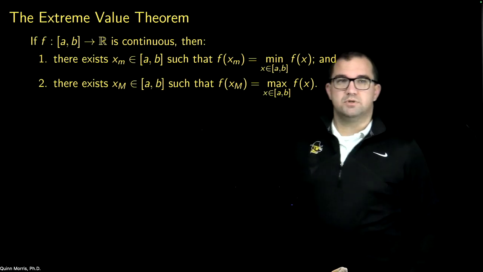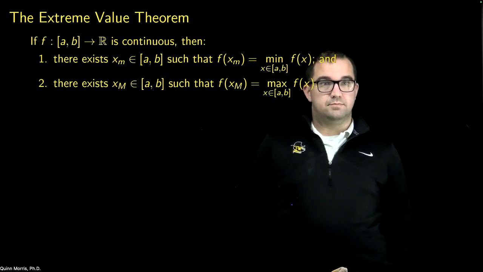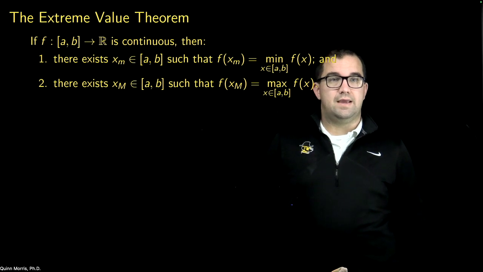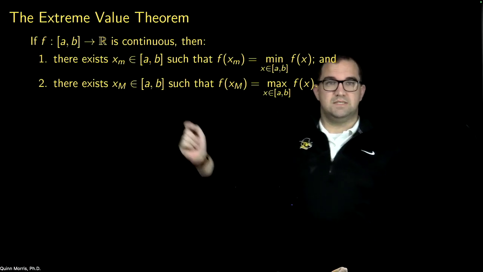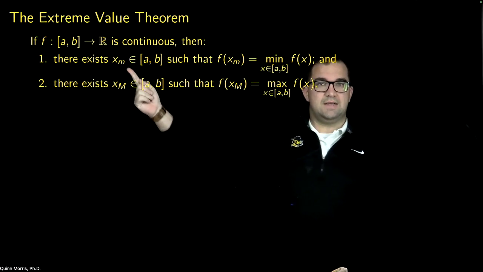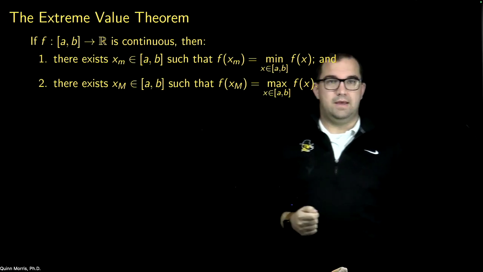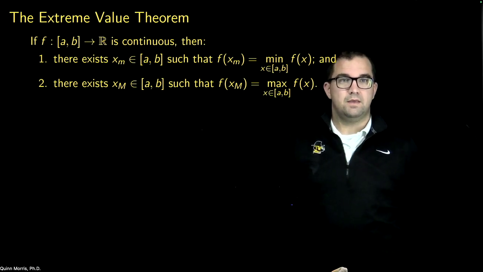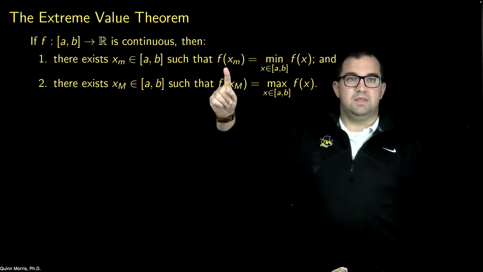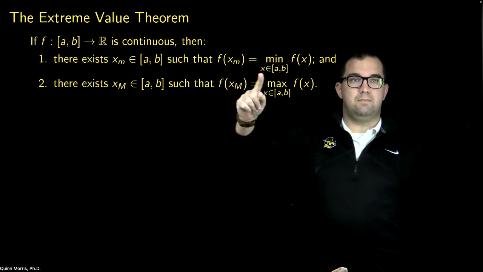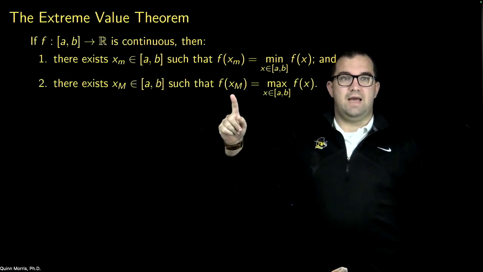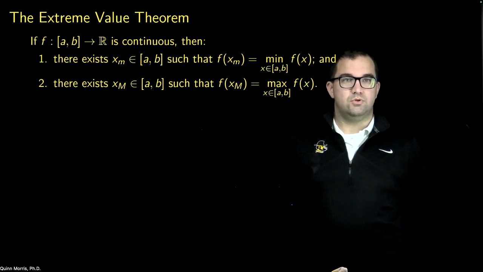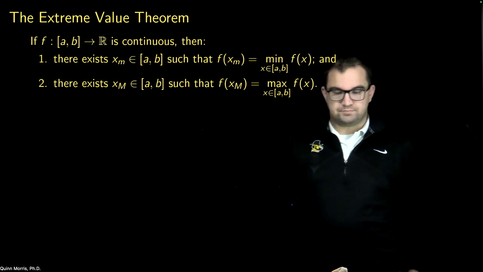In the previous video, we presented this statement of the extreme value theorem. So if f from the closed interval AB into R is continuous, then there exists, and I'll summarize these two simultaneously, an x sub little m and an x sub capital M, both in the interval AB, such that f of x sub little m is equal to the minimum value of f of x on the interval AB, and f of x sub capital M is equal to the maximum value of the function f of x on the interval AB.